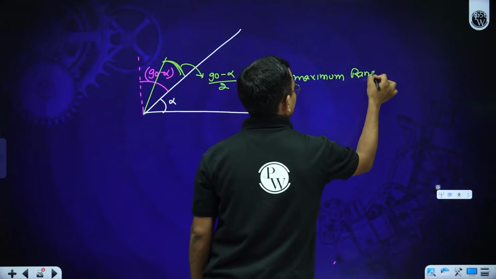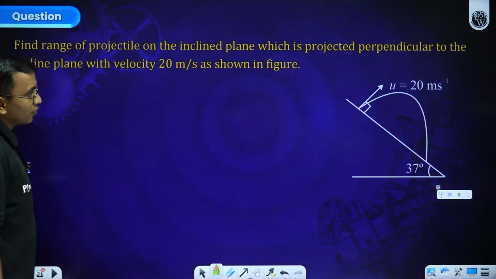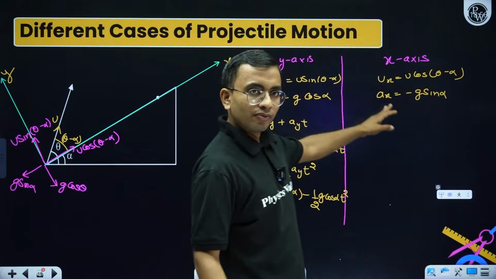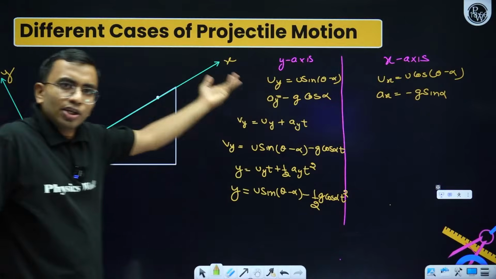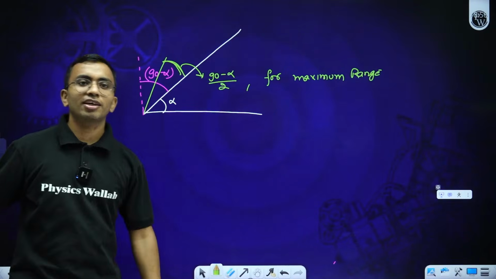How to get it, sir? How to prove it? To prove this, you write your range first, and then differentiate that. You will get the maximum range when the angle is half of this available angle.